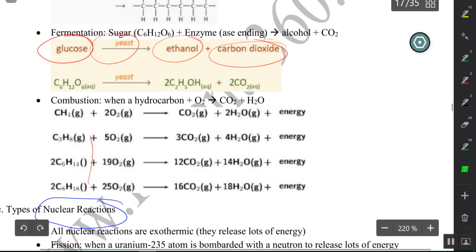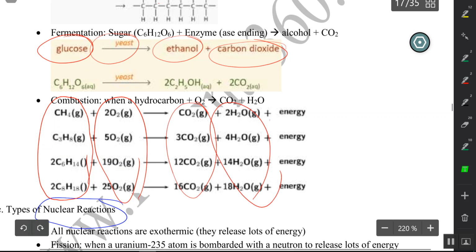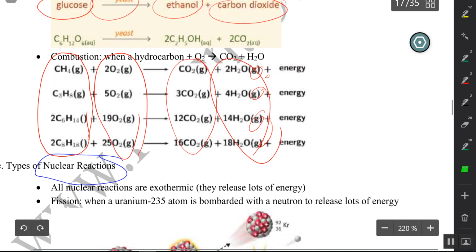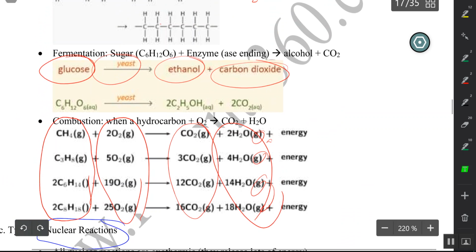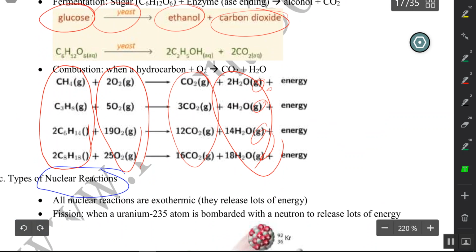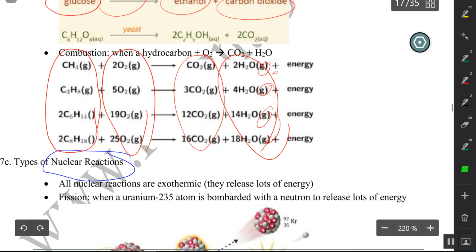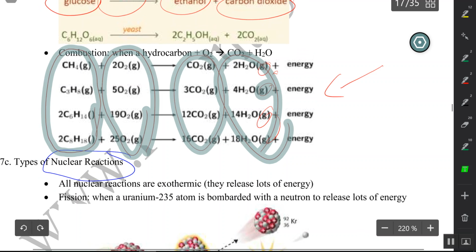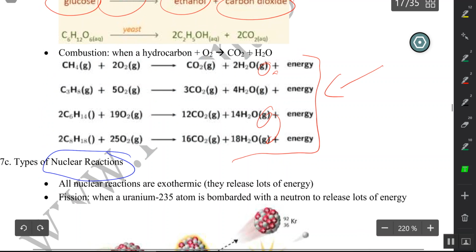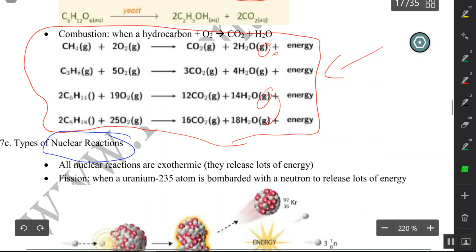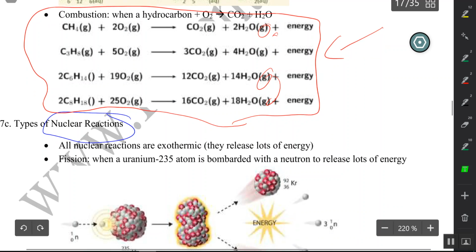Next, you have combustion. That's when you have a hydrocarbon, such as any of these, and you add oxygen to them, and then you're going to get carbon dioxide always, and water in gaseous form. Gas, gas, gas, gas. Okay, and that's pretty much it for organic reactions. All right, when we get to balancing, these combustion reactions usually take a little bit of time to balance, and they require a little bit of a trick. We'll teach you that later.